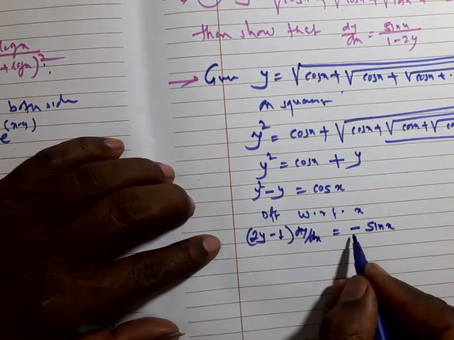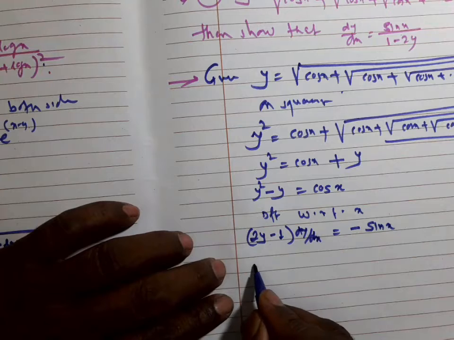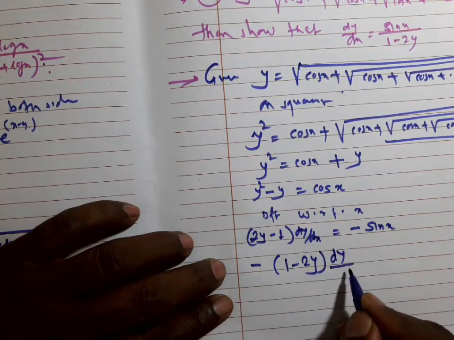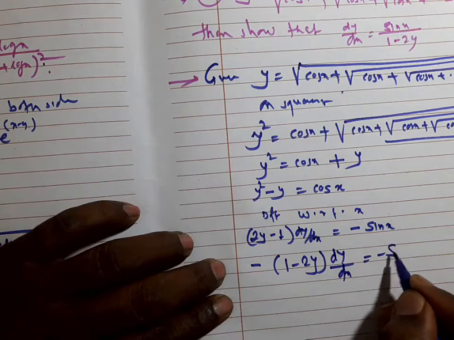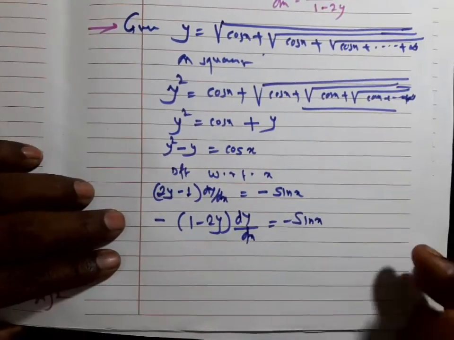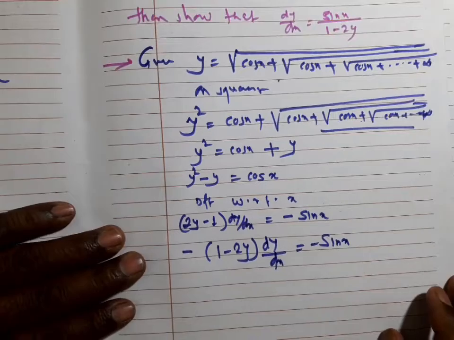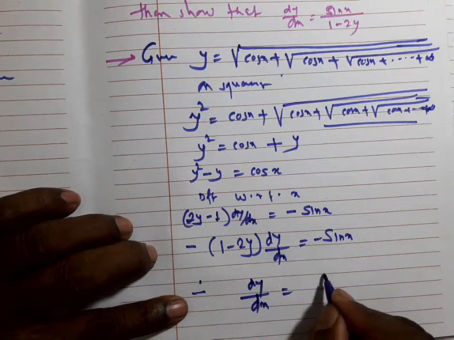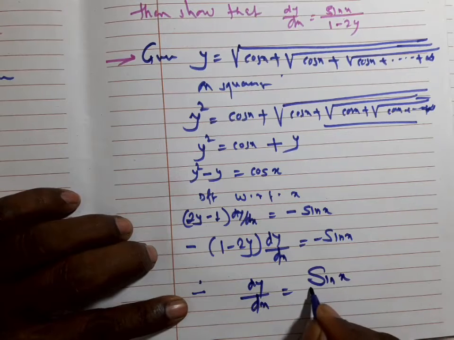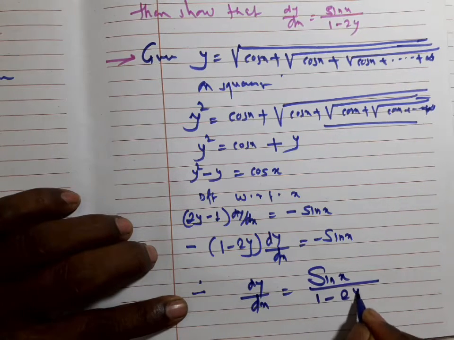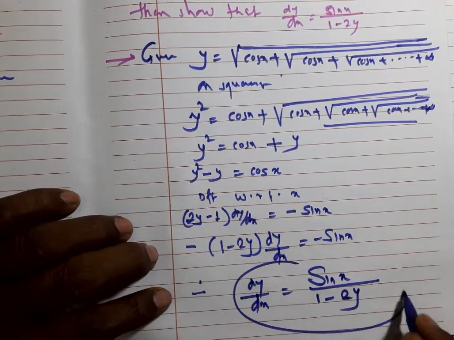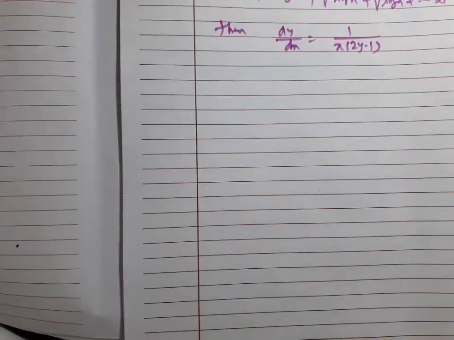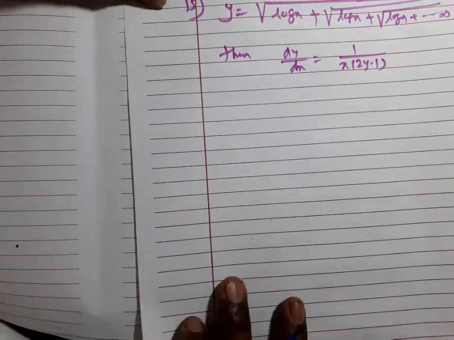But in the required answer there is no minus sign, so this will be written as 1 minus 2y. dy by dx is equal to minus sin x, and the minus sign will be cancelled, and therefore dy by dx is sin x upon 1 minus 2y. This is the required answer. Very simple example. Next example is similar to this.